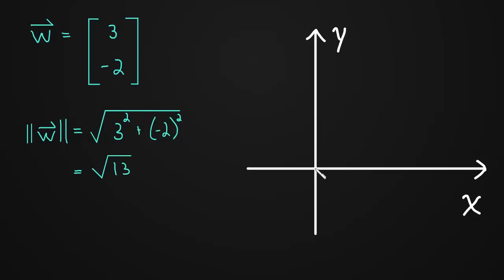And we could graph that if we wanted to. We're going to go over 3 down by 2, so it's going to look something like that. And again, this is down 2 over 3. We're just talking about the hypotenuse of a right triangle.